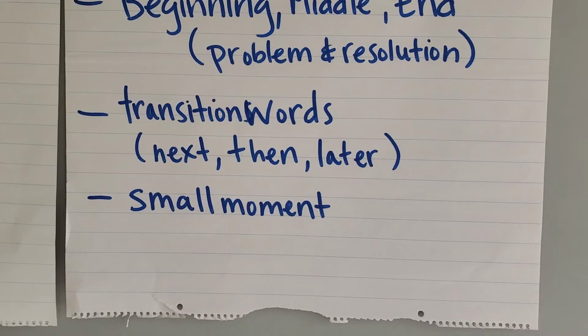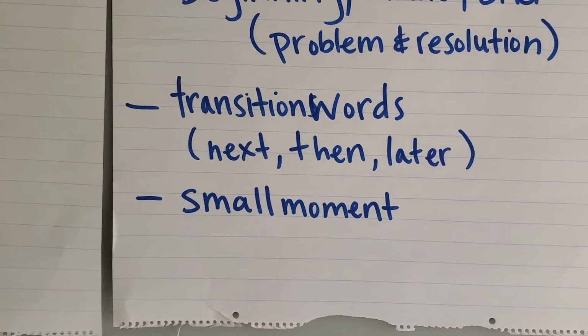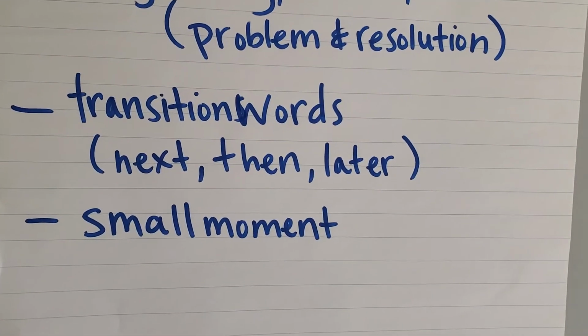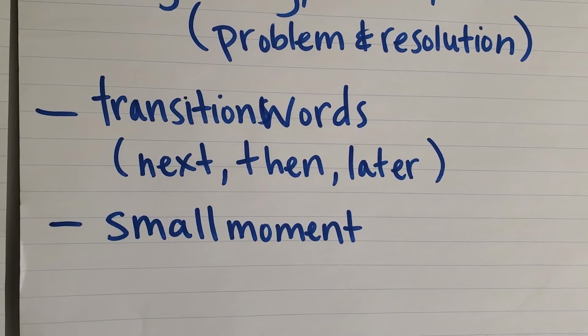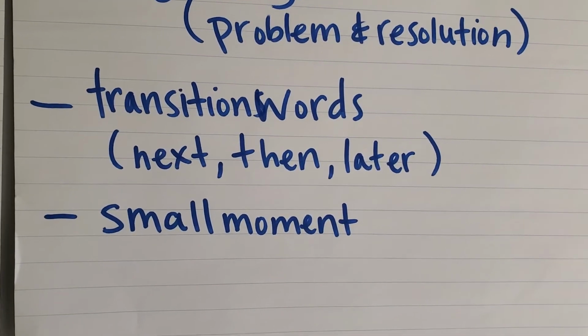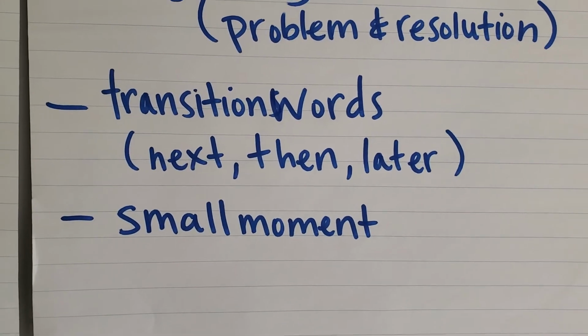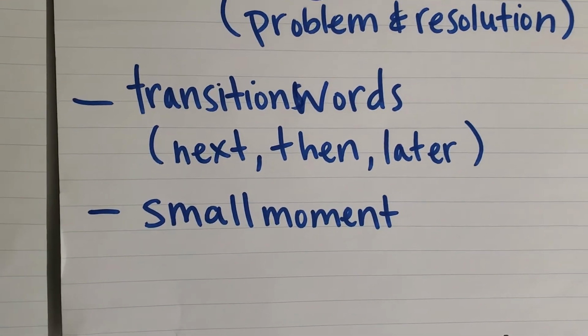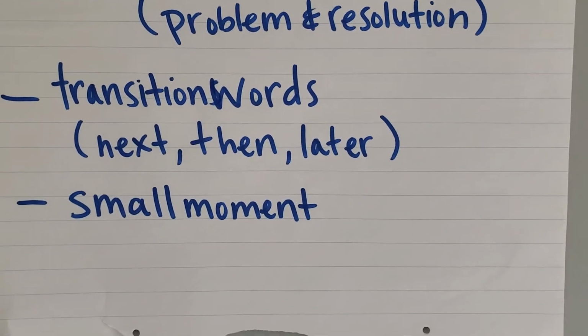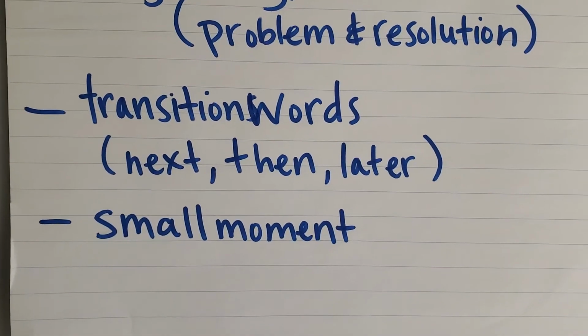Also, you need transition words. Transition words are really there just to give you an idea of when the story is taking place. So next, then, later, after, all of those types of words are transition words. It helps the reader know when the story is happening.